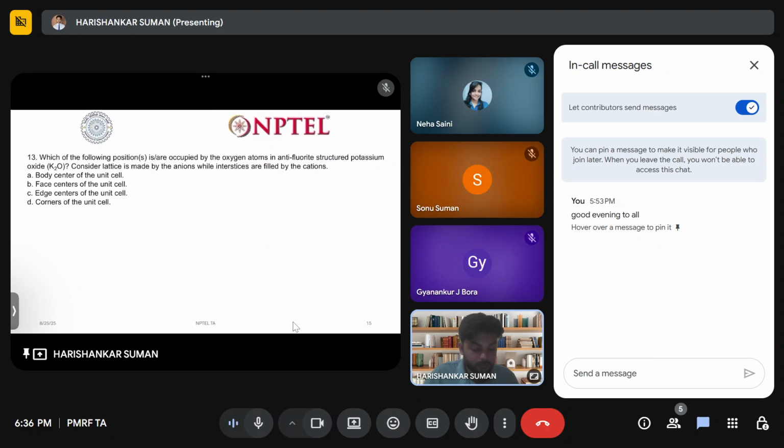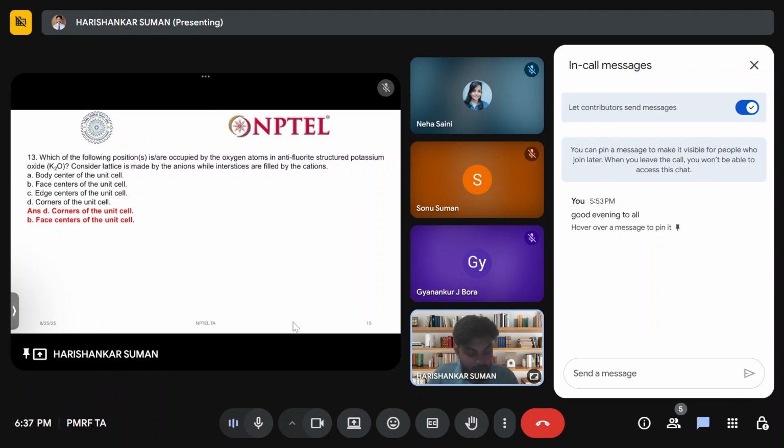Let's see the next question. Which of the following positions is occupied by the oxygen atom in the anti-fluorite structure, potassium oxide K2O? Consider the lattice is made by the anion while interstices are filled by the cation. Options: body centered of the unit cell, face centered, corner of the unit cell. Which one would be the correct answer?